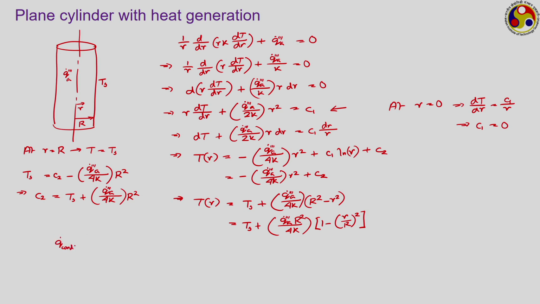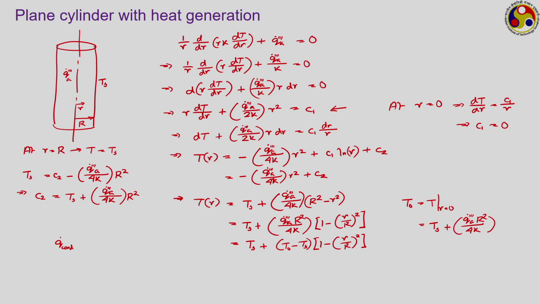So, q dot conduction, okay, before that, if we want to calculate the center line temperature T naught, that is T at R equal to 0, you can easily put R equal to 0 in this expression to get Ts plus q dot triple prime into R square by 4k. That is going to be your T naught. And therefore, sometimes we also write this expression in an alternate form as Ts plus T naught minus Ts into 1 minus small r by capital R whole square. That is another form we could have easily written.